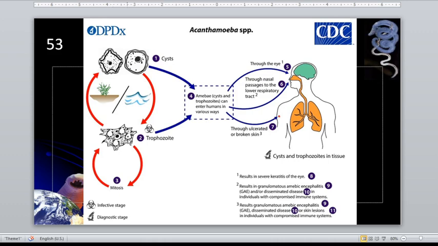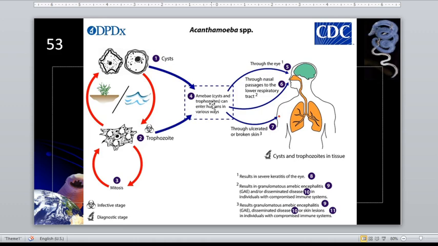Ma'am, you have mentioned that the trophozoite cannot survive the acidic pH of the stomach. Why is the trophozoite its infective stage? Guys, because this is not an intestinal amoeba. It is an extraintestinal amoeba. It causes disease or infection outside the intestine.